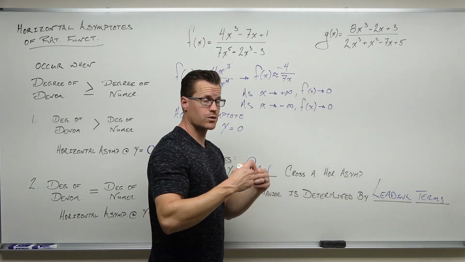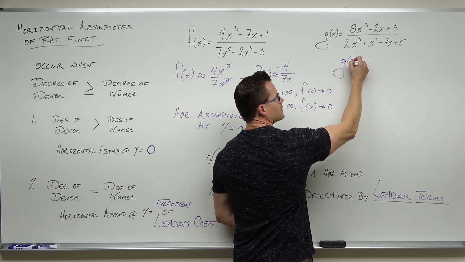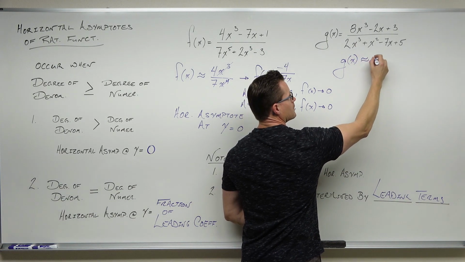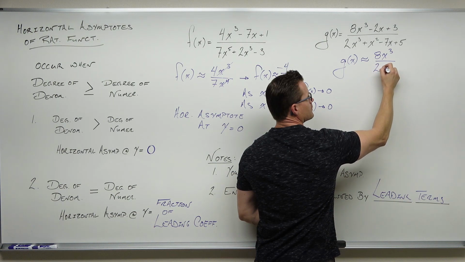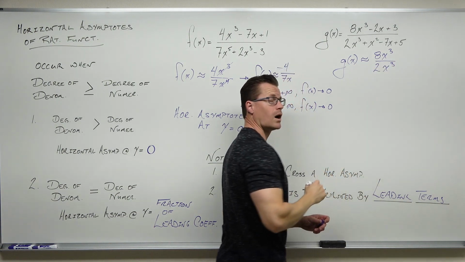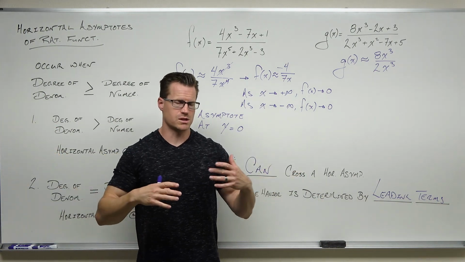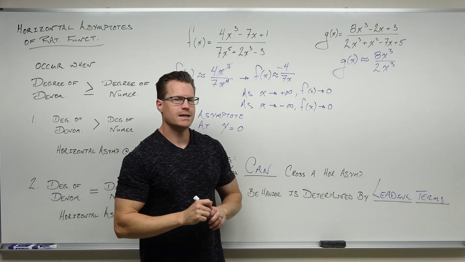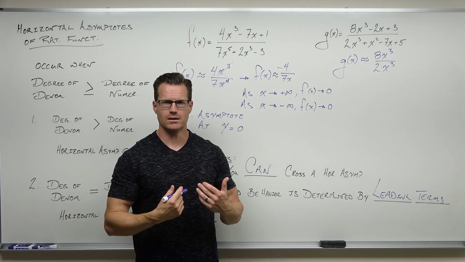Okay, so let's walk through our end behavior. Our end behavior says g of x should look a lot like that. It should be modeled by that at the ends of the functions. It'll appear to be this. The leading coefficients are just the numbers in front of your leading term, so like 8 and 2.